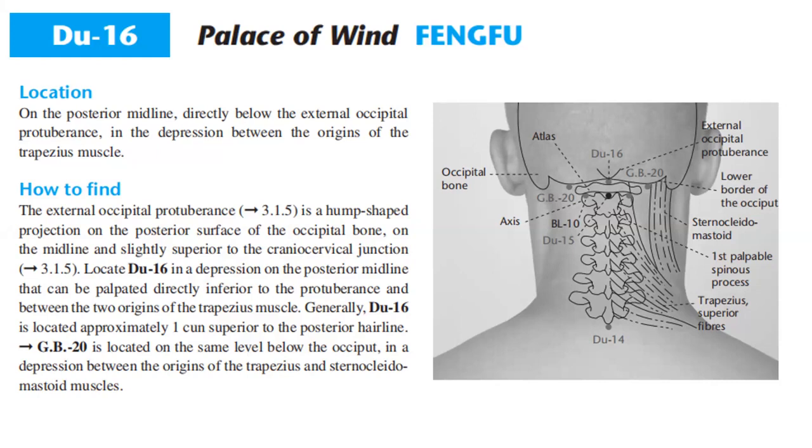Generally, DU16 is located approximately 1 cun superior to the posterior hairline. GB20 is located at the same level below the occiput, in a depression between the origins of the trapezius and sternocleidomastoid muscle.